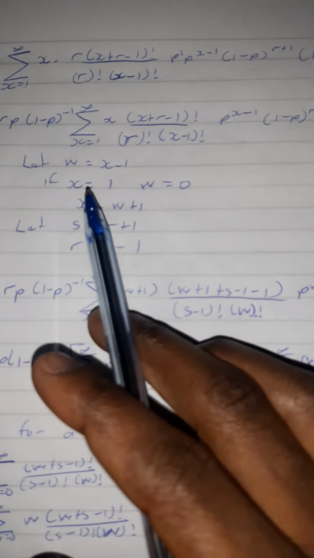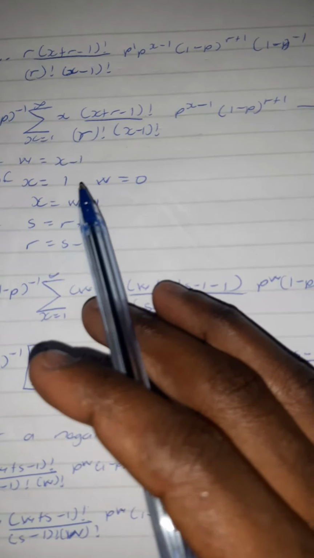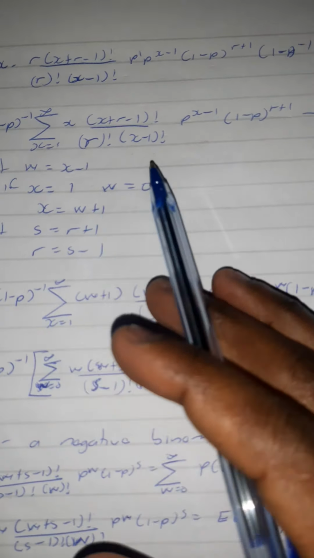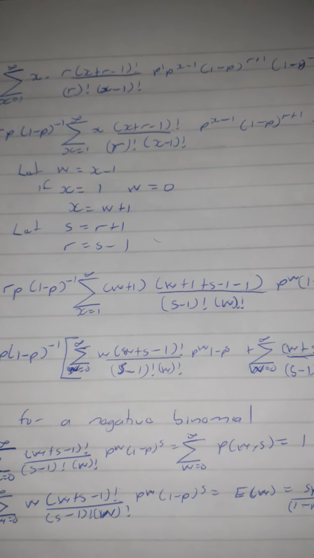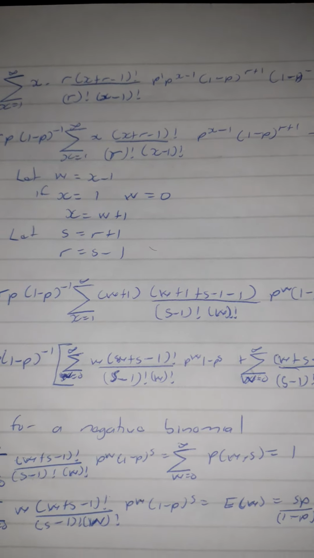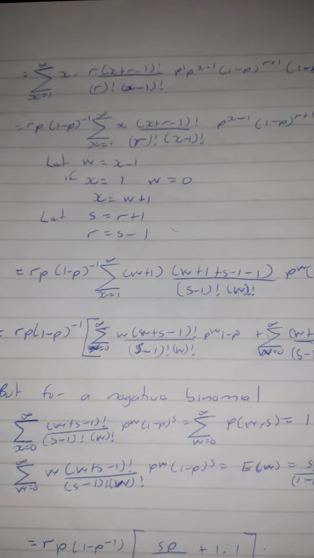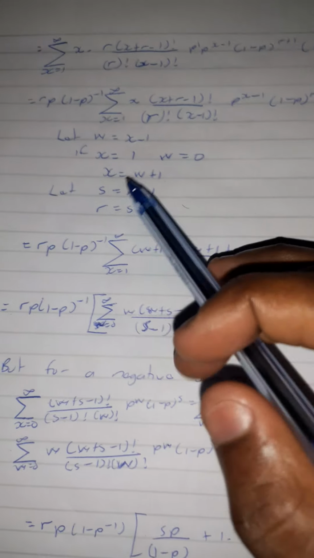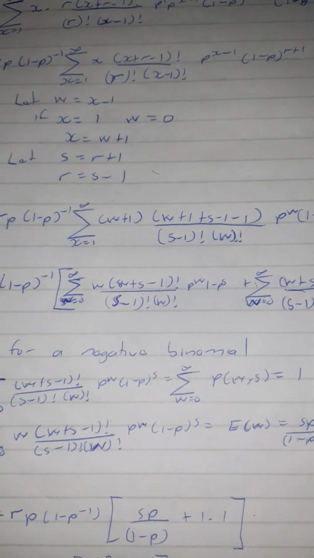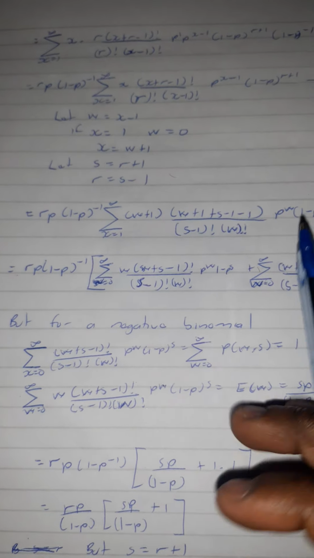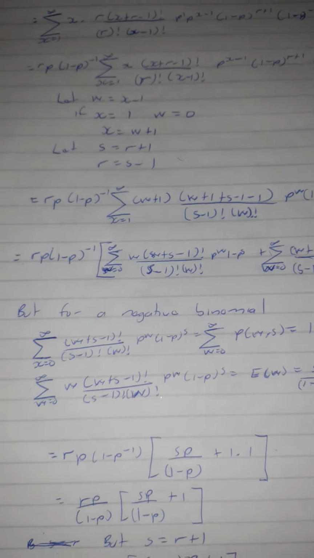Now we let w be equal to x minus 1. If x is equal to 1, w is equal to 0. So x is equal to w plus 1. Then s is equal to r plus 1. Then r is equal to s minus 1. We substitute this into equation 2, giving us this expression, which will later on expand the w plus 1 so that you have individual summations.